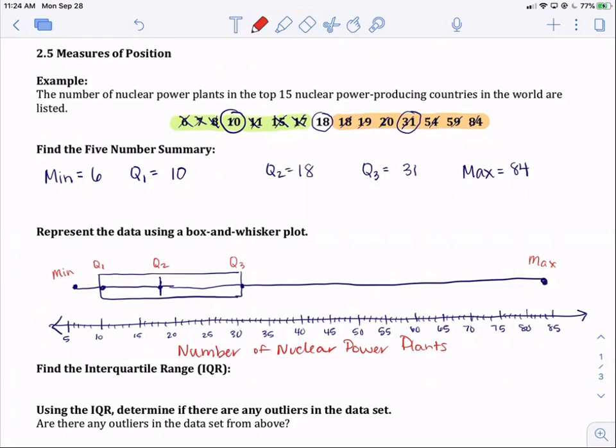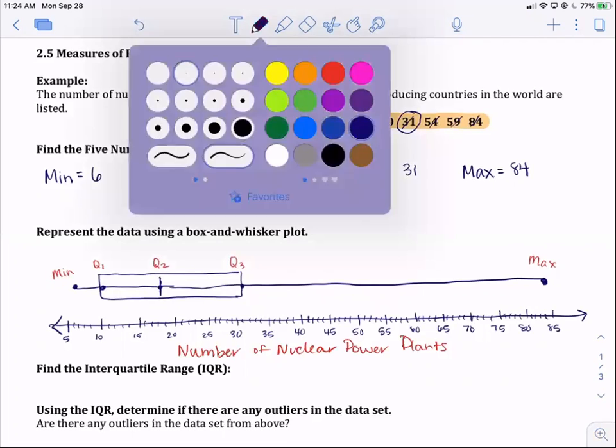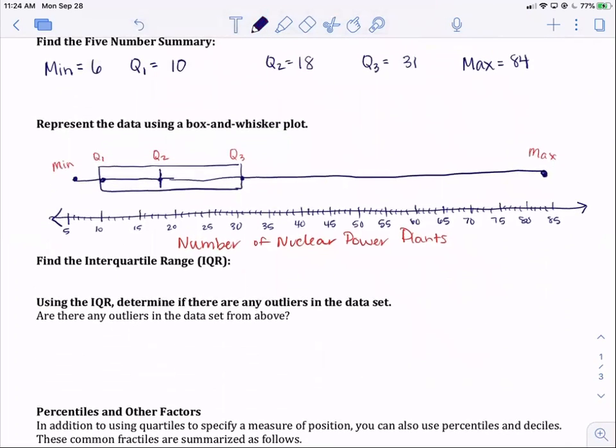Okay, last week we talked about finding the range. How do you find just the range of a set of data? Max minus min. So when we find the interquartile range, we're finding that inside 50% of our data, what's the range of that? So for interquartile range, we're doing Q3 minus Q1. So here, we're doing 31 minus 10, which would give us what? 21.